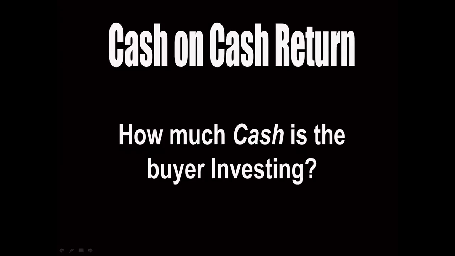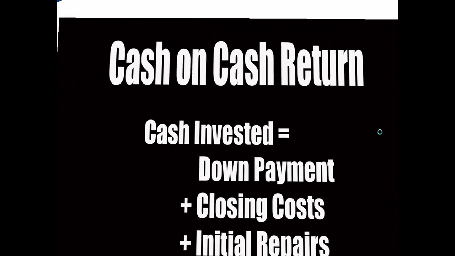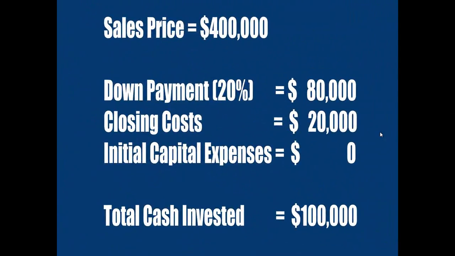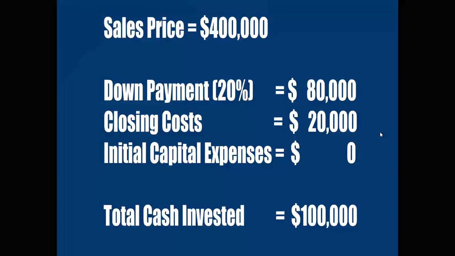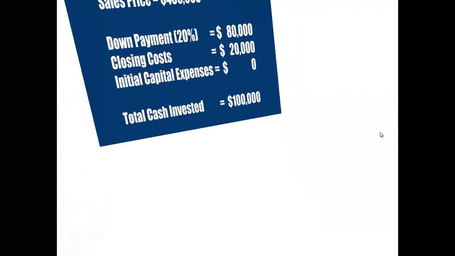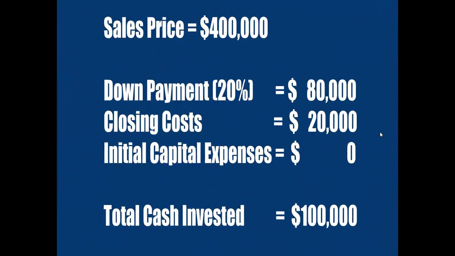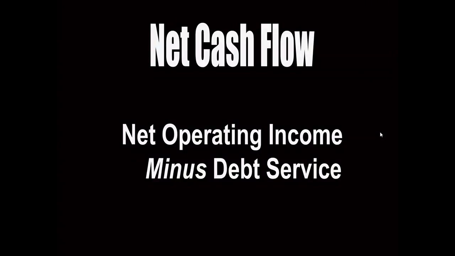A buyer might be putting down 20% on a $400,000 building, which is about $80,000. And they may have an additional $20,000 for appraisal, attorney fees, transfer taxes, and so on. If that buyer's not doing any repairs or upgrades, that initial investment is $100,000. Again, that initial investment is your down payment plus your closing costs plus any initial repairs put in right away. So we want to find out what the net cash flow is. We've got the cash in. What's the cash out? The net cash flow then is your NOI, your net operating income, minus your mortgage payment, also known as your debt service.